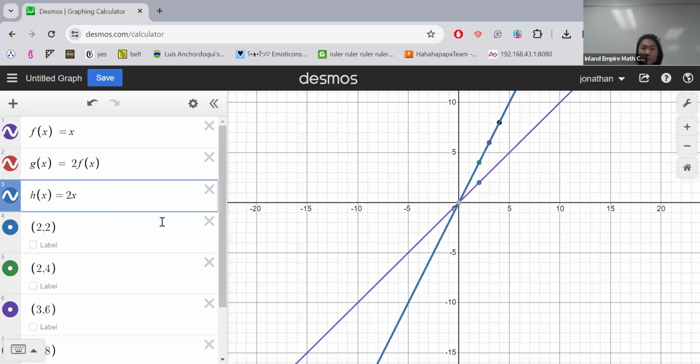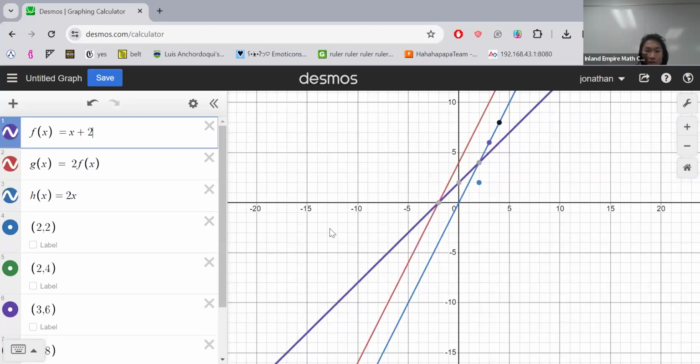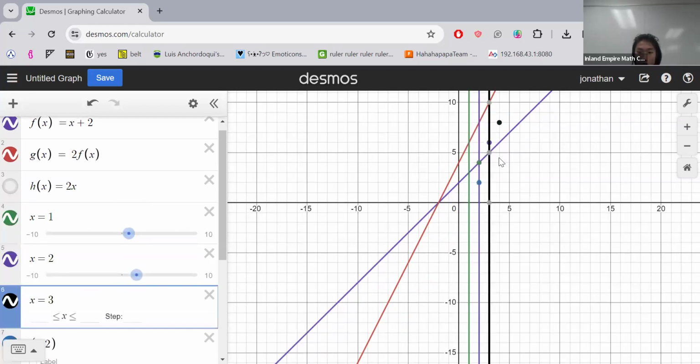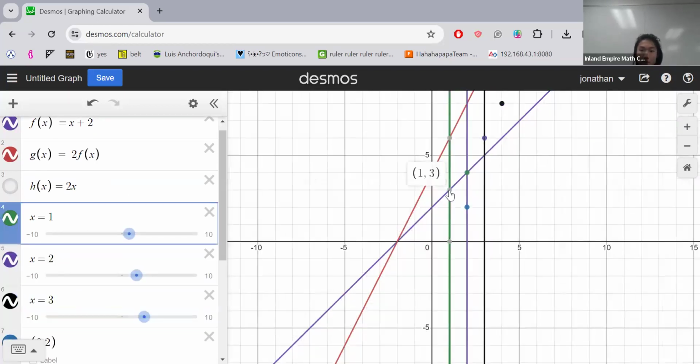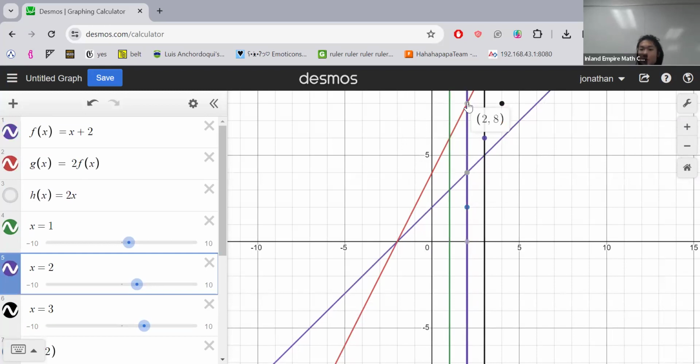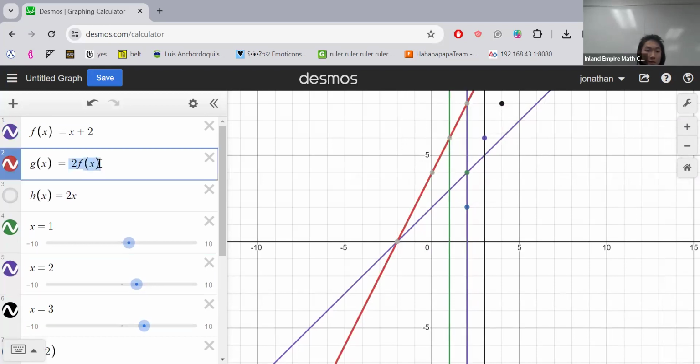All right, so does that make sense here? We're just doubling the output. And if I do some translation, let's say, let's move the purple line up. This is still going to be doubled. See, every single point vertically is doubled. So here's 1, 3, it's going to be 1, 6. If I find 2, 4, it's going to be 2, 8. Okay, so whatever happens here, it's doubled.